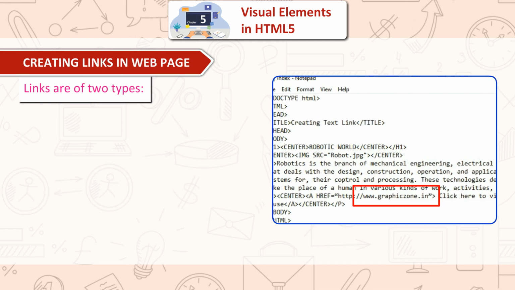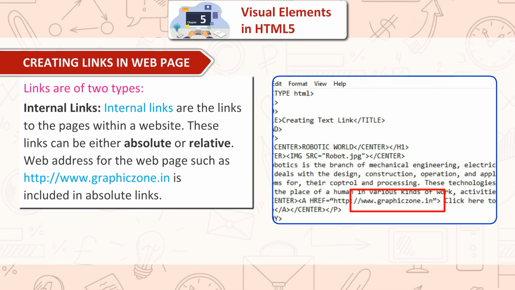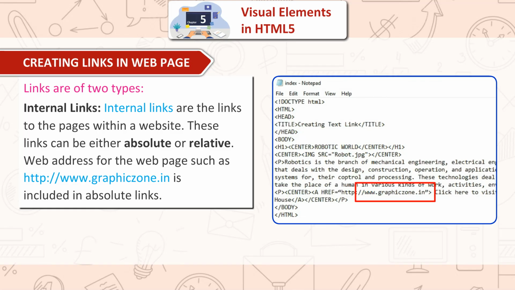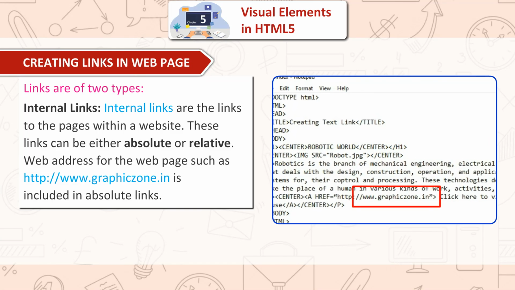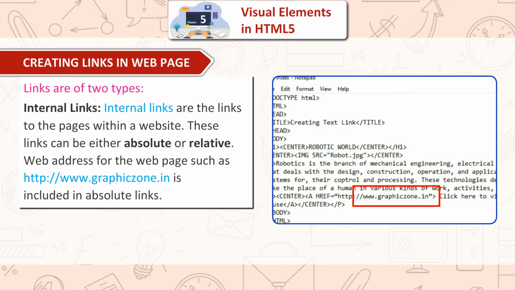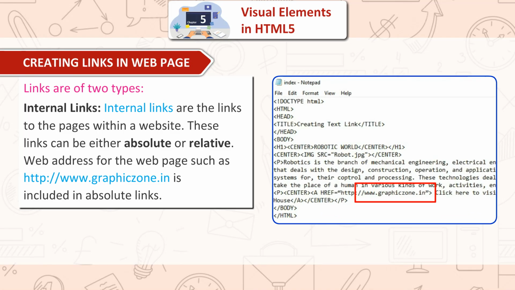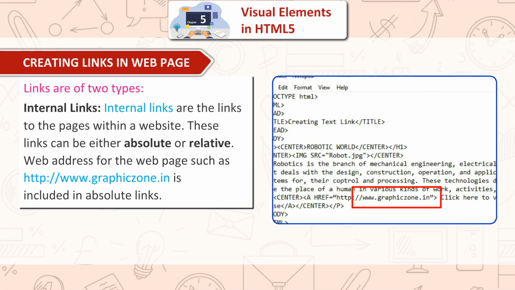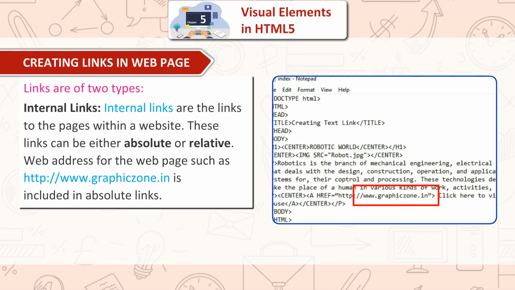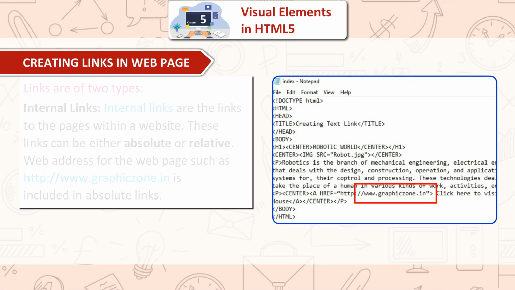Links are of two types. Internal links. Internal links are the links to the pages within a website. These links can be either absolute or relative. Web address for the web page, such as http://www.graphiczone.in, is included in absolute links.